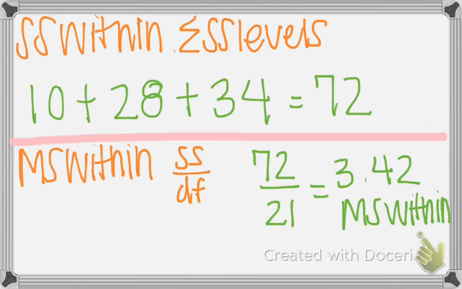Now you have to just go back and you will see that we did 21 for our degrees of freedom within. Therefore, 72, which is our sum of squares, over 21, our DF, equals 3.42, our mean square within. And we're going to need this later to complete our F ratio.